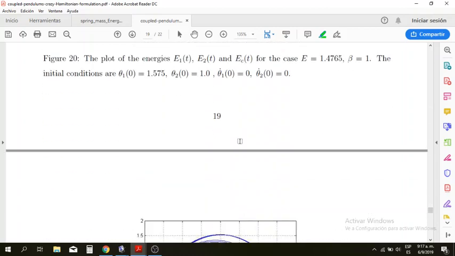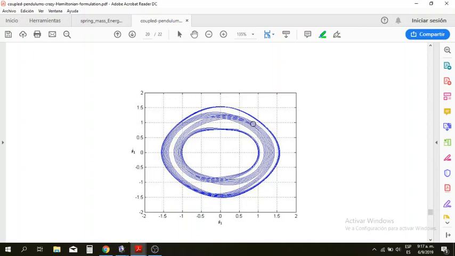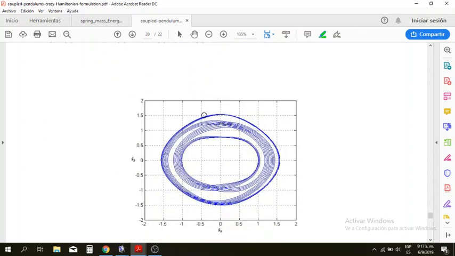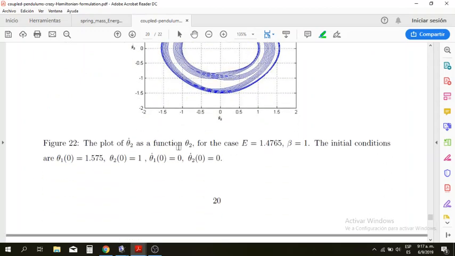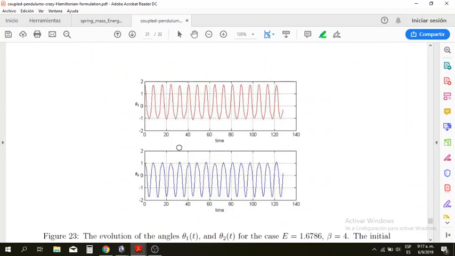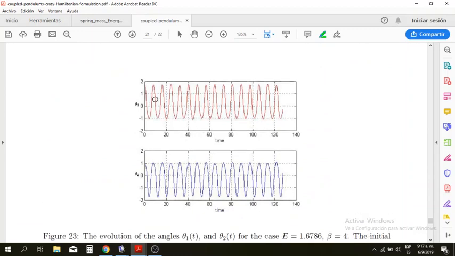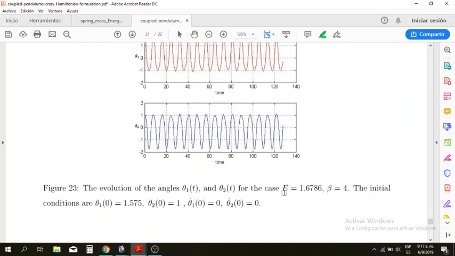And let me show you the beautiful phase diagram for the first pendulum and a lovely phase diagram for the second pendulum. Now let me show you this fascinating result. This is theta 1 as a function of time, this is theta 2 as a function of time. In this case, the energy is 1.6786, but beta is equal to 4.